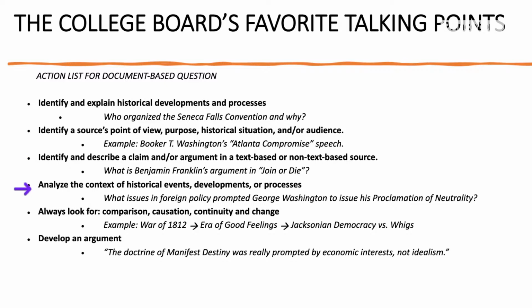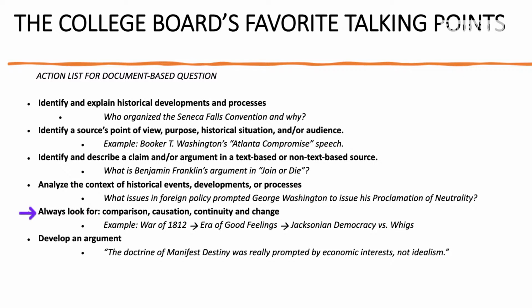Then we need to analyze the context of historical events, developments, or processes. So for example, if you're reading George Washington's Proclamation of Neutrality, talk about the issues in foreign policy that actually prompted that. Otherwise, it just kind of stands alone and may or may not make any sense. We want to look for comparison, causation, continuity, and change wherever possible. And by the way, this is where comparing documents becomes important because you might notice that there's a connection between things.